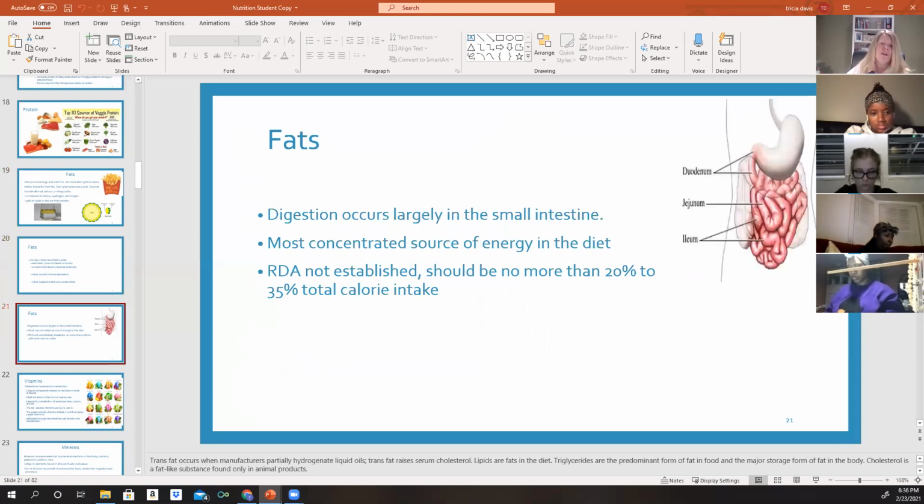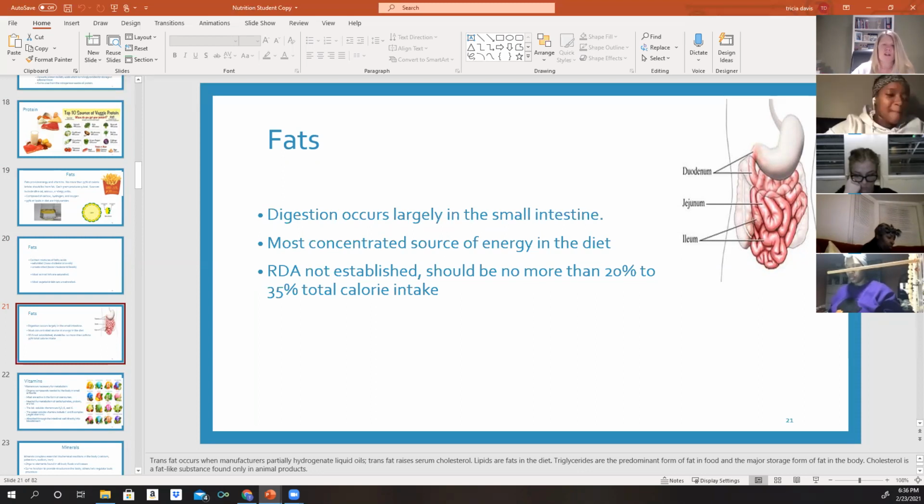All right, so fat digestion occurs mainly in the small intestine. It is the most concentrated source of energy in our diets. There is no recommended daily allowance established, but recommendations say no more than 20 to 35% of your caloric intake per day should be fats. You should have healthy fats. They help you stay fuller longer. So your healthy fats are good.